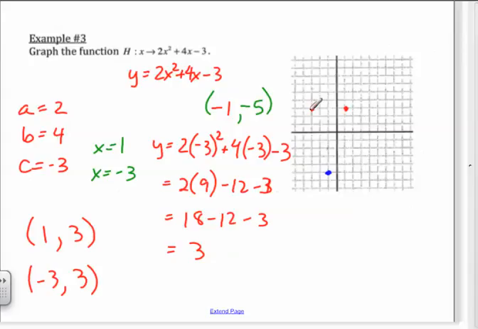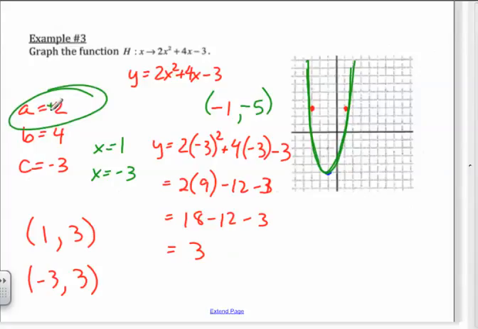And so my parabola looks something like this. Pretty narrow, right? It's turning up. Is it supposed to turn up? Sure, because a is positive. That's positive 2.